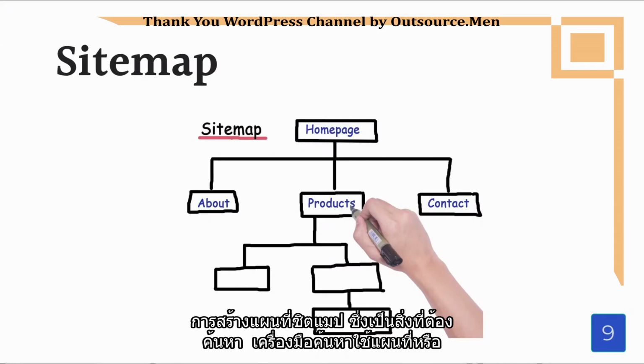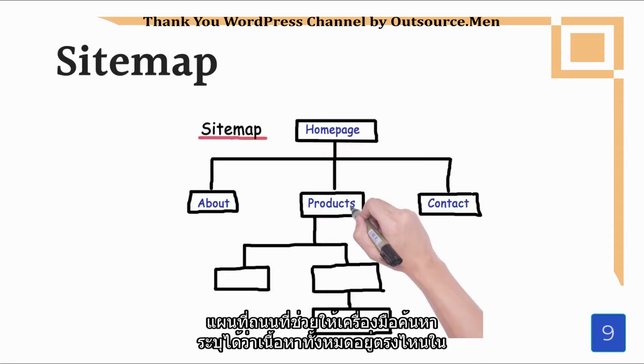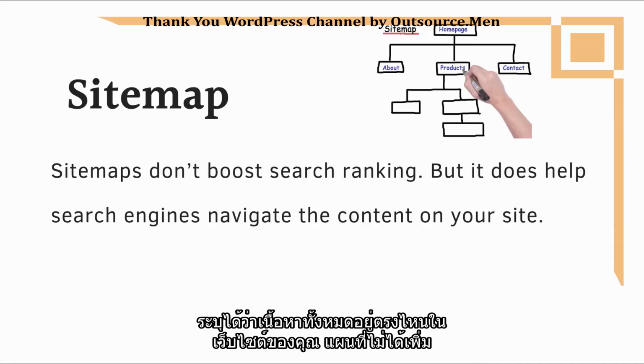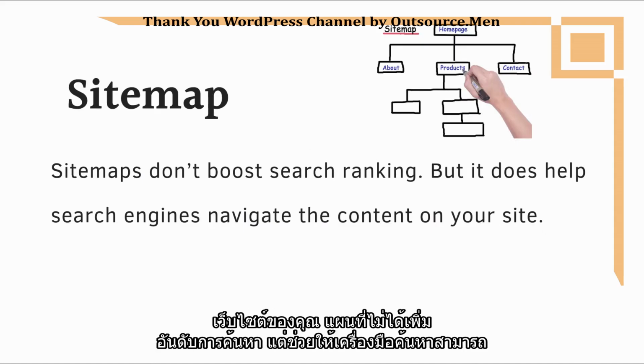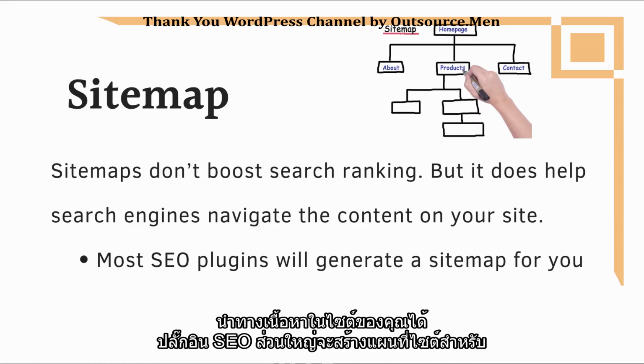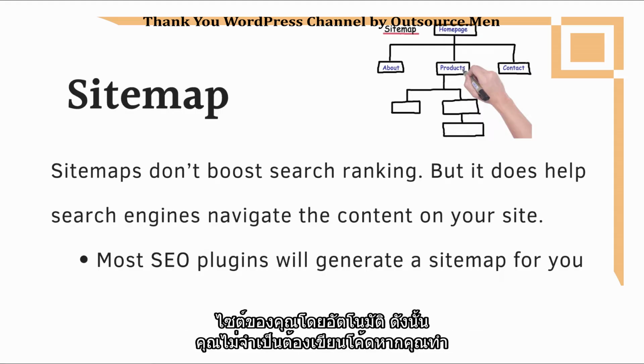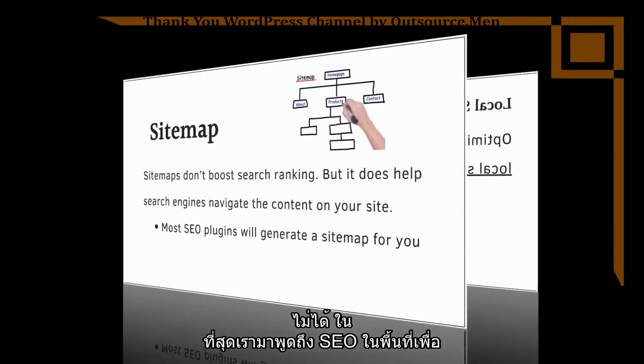The second last tip is about creating a sitemap. It is something search engines use. It is like a map or roadmap that helps search engines to figure out where all content is on your website. Sitemaps don't boost search ranking, but they do help search engines navigate the content on your site. Most SEO plugins will generate a sitemap for your site automatically, so it's not something you have to code if you are not able to.